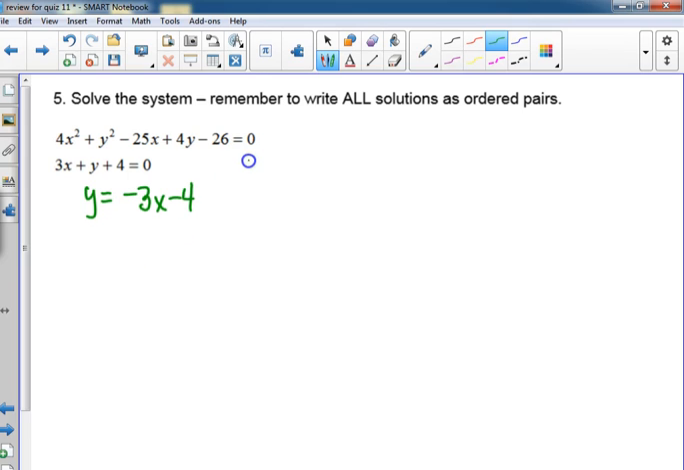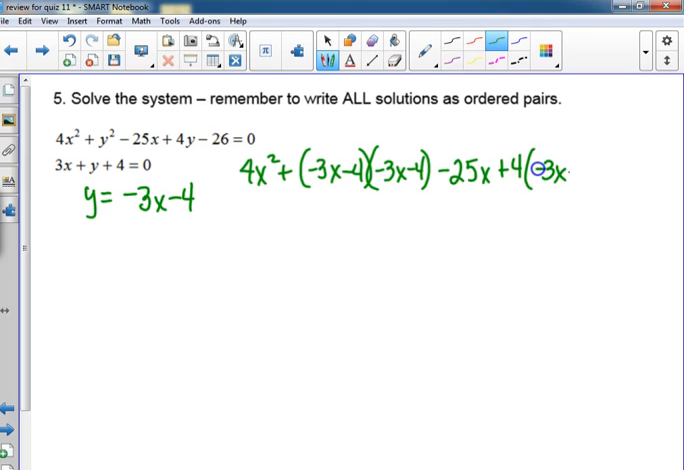Ooh, okay, so we'll have 4x squared plus that quantity squared. Can I go ahead and just write it times itself? So some of you FOIL correctly. And then it says minus 25x plus 4y, which I'm going to write it all out, minus 26 equals 0. Can you tell how excited I am to grade the last problem and this one by concept error versus numerical error?